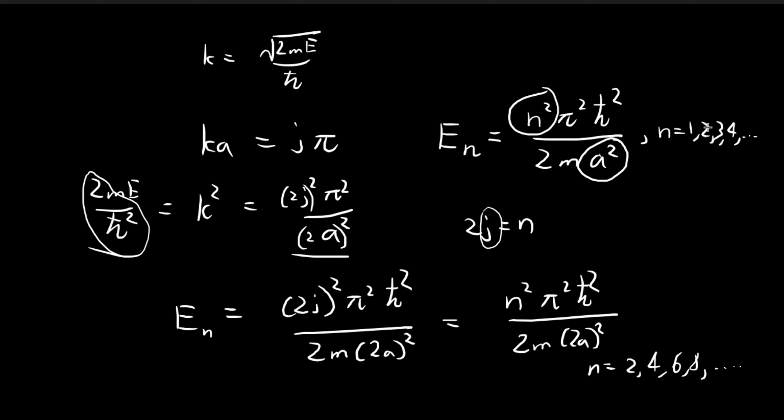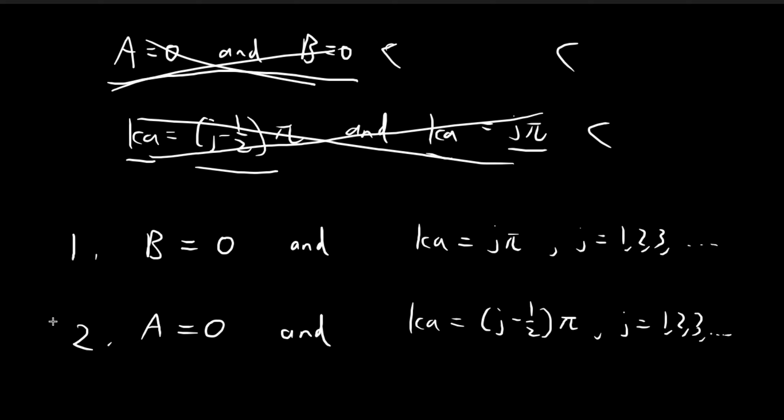So you might be wondering where the rest of the values are. Where are the 1, 3, 5s, and so on? So they would correspond to this second case that we have over here.